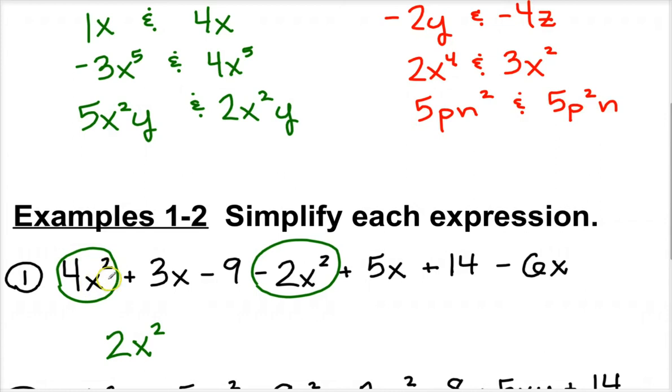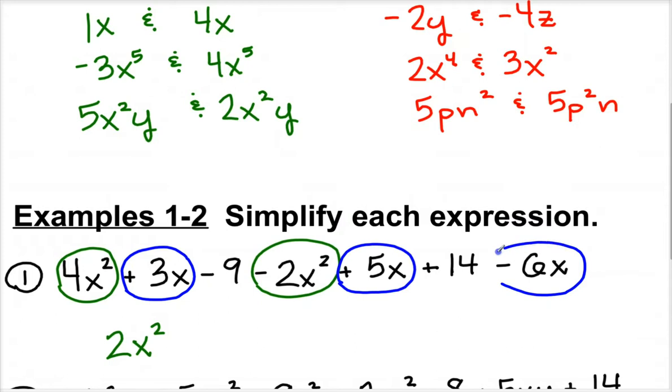Okay, I leave that as x squared. And now I'm done with my x squared term. So now I'm going to jump to my next term, which is a positive 3x. And I'm going to circle any term that also has an x in it. So we have a positive 5x over here, and we have a negative 6x over here.